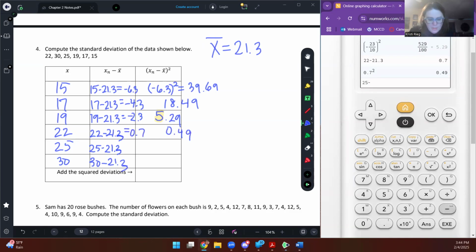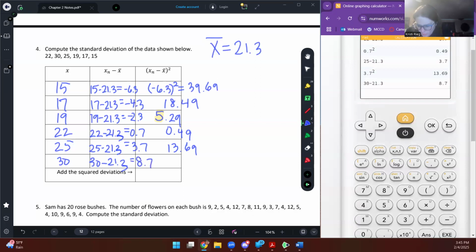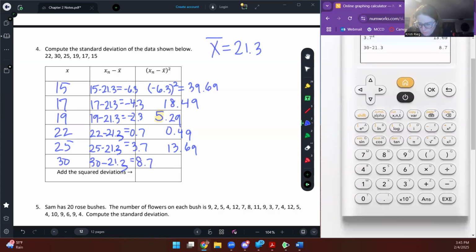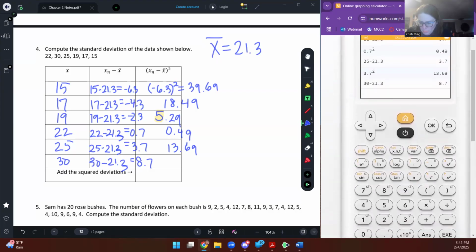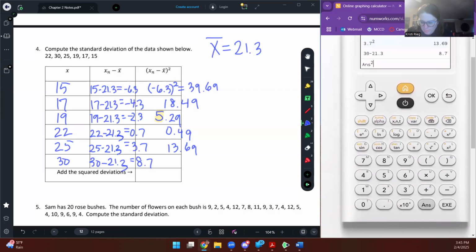25 minus 21.3, enter, square, enter. Gotta love it. 13.69. When I say gotta love it, I meant gotta love my little shortcut, but you gotta hate this process, right? It's kind of a pain. 8.7 squared. Where's my square? Why is it getting mad at me? Okay, whatever. Answer squared. I don't know why it didn't work that time. I hit something wrong.